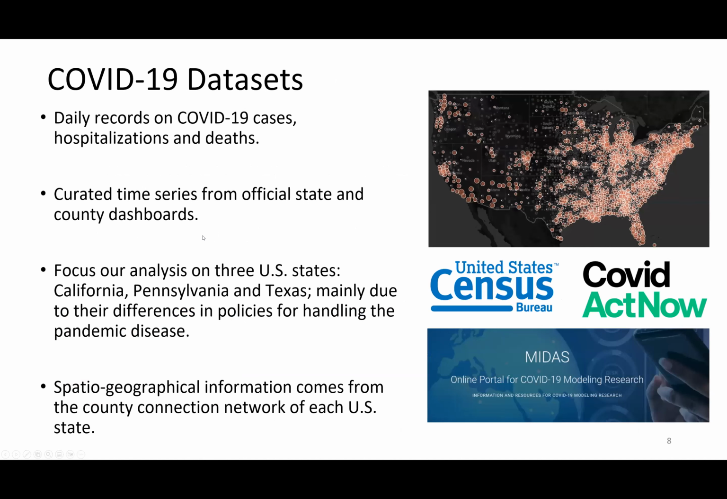For the COVID-19 data sets, we use the daily records of COVID cases, hospitalization, and deaths. We get the time series from official state and county dashboards. We get our data from the United States Census Bureau, COVID Act Now, and MIDAS. We mainly focus on the following 3 US states, California, Pennsylvania, and Texas, since they have different policies for handling the pandemic. We also use the county level connections network in each state.